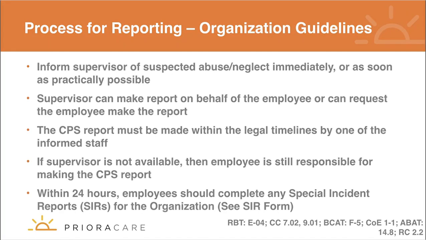In addition to the legal reporting requirements, many organizations have a process for reporting. First, employees should inform their supervisor of the suspected abuse or neglect immediately or as soon as practically possible. Then, the supervisor can make the report on behalf of the employee, or he or she can request that the employee make the report. Either way, the CPS report must be made within the legal timelines by one of the informed staff members. If the supervisor is not available for some reason, then the employee is still responsible for making the CPS report. If you have a large organization, you can typically call your office and get a backup supervisor to assist you. However, in the small chance that the employee cannot get a hold of a supervisor, then it is still the employee's responsibility to report.